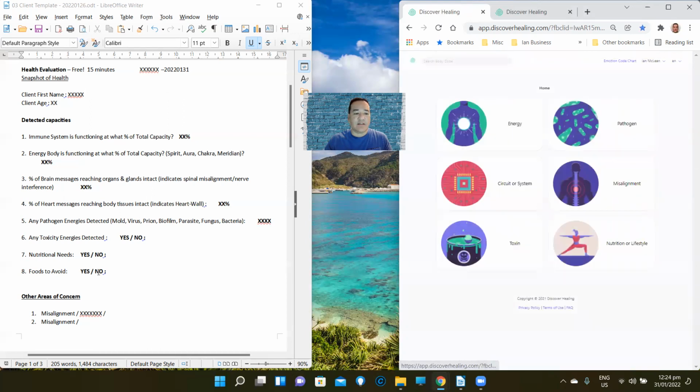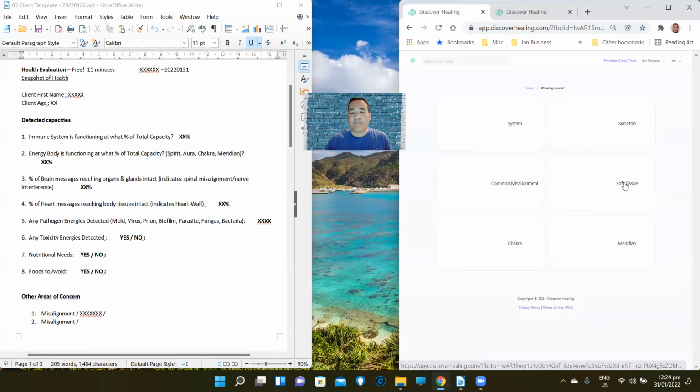All right, and then the last section is other areas of concern. So if you have a major area that's not covered in this quick snapshot, I'll just muscle test your subconscious to find out if there's another area. So I started with misalignment. That's a common one.